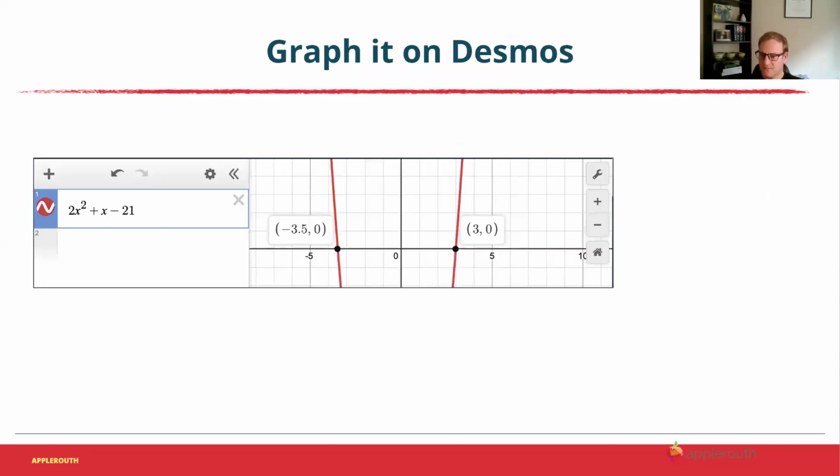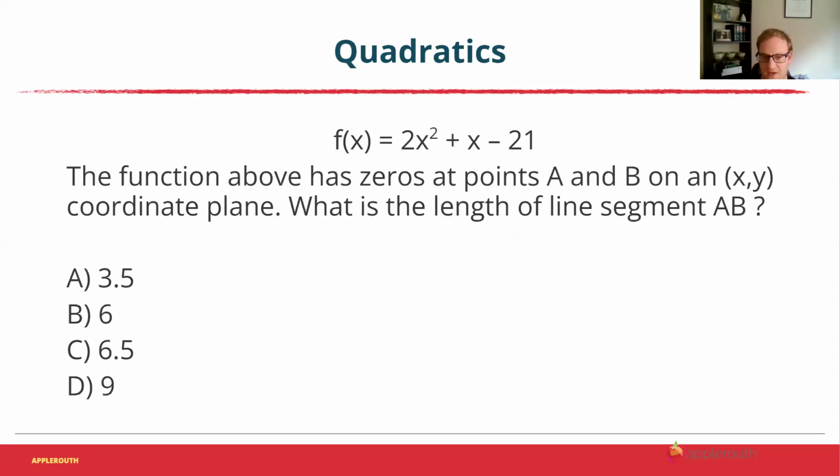so we just graph it. Don't need to put y equals, don't need to put equals 0, don't need to put f of x, just 2x squared plus x minus 21. Then click on the zeros, they'll pop up like this, and you just find the distance. 3 minus negative 3.5 is 6.5. Our answer would be C, 6.5.